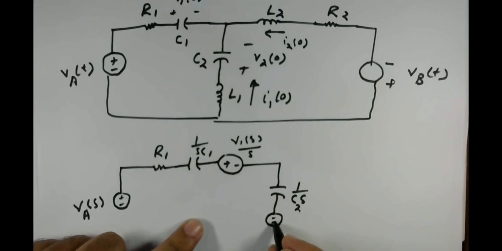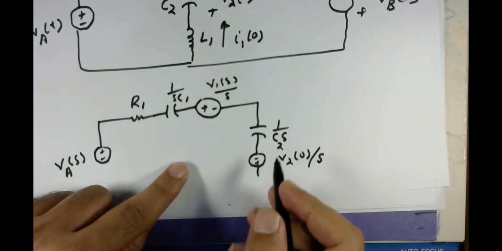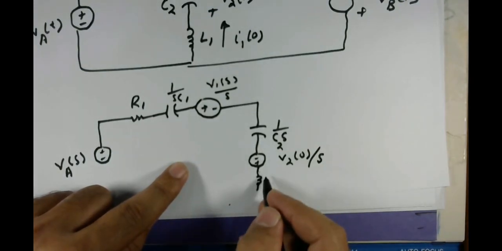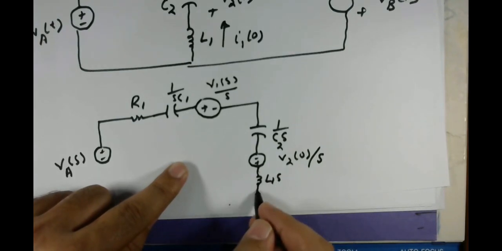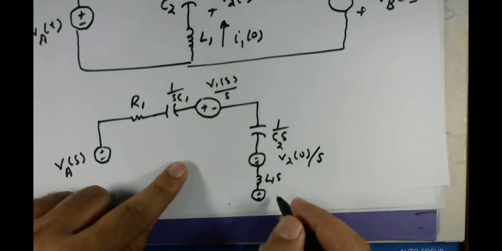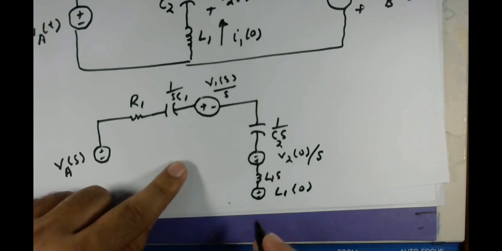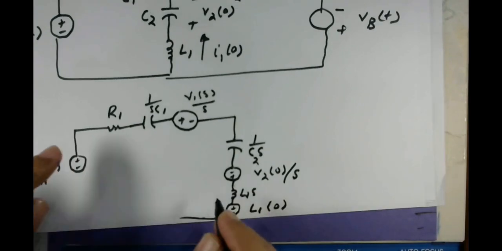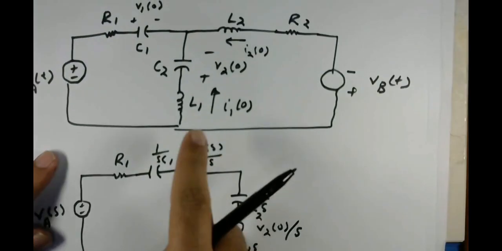In parallel with this you were given this voltage, so the polarity will remain the same. This will be V2 of 0 divided by S. Then you have this inductor, so I'll draw this inductor. This will be L1 S, its total reactance, and it will be in series with a voltage source L1 I1 of 0. I'll connect this with this one, so this loop is complete.